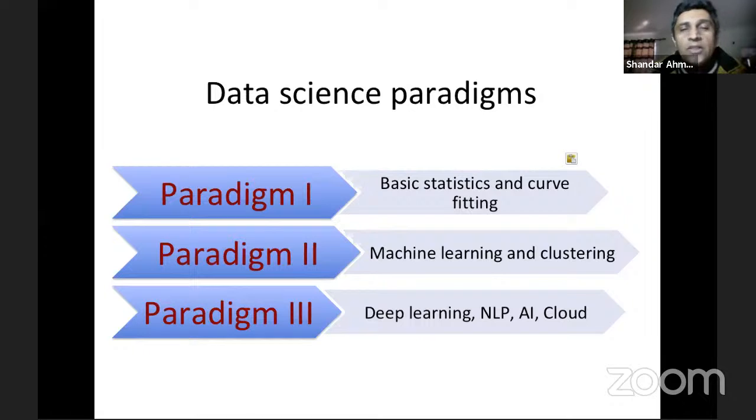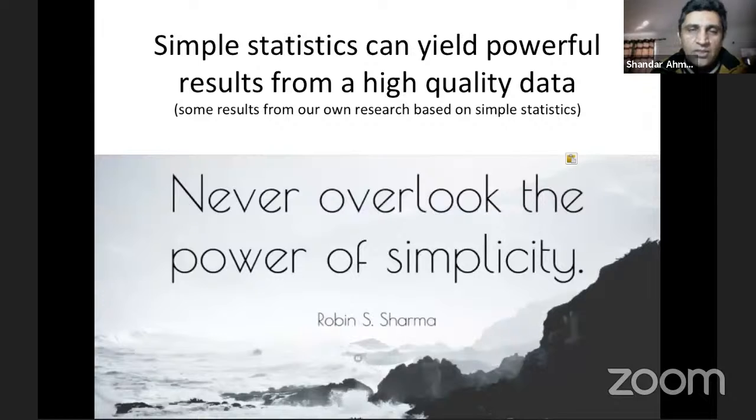So in the classical context, examples that I gave you: the data collected by Darwin, the postulates given by Bohr, the gravitation laws by Newton, or Ramachandran plots. These are examples where all that people did was collect the data and use basic statistics, and from basic statistics or basic curve fitting, they tried to find an answer. So this is an approach where simple statistics or simple mathematics can answer my questions, and I can also understand why it is giving the answer that I have. So simple statistics can yield powerful results from high quality data.